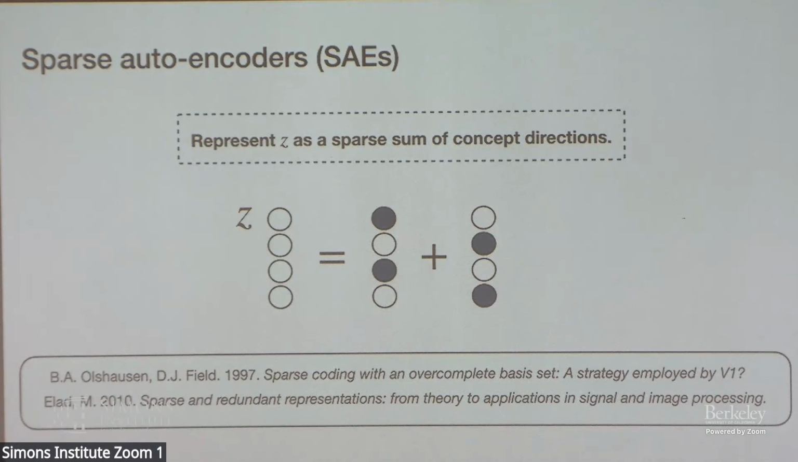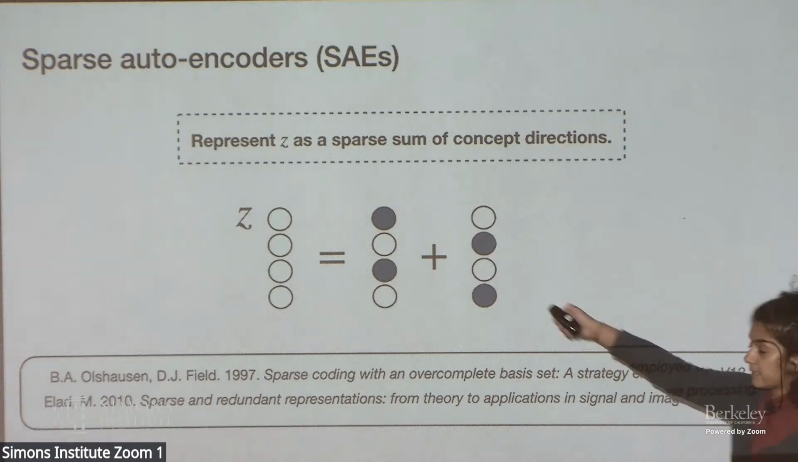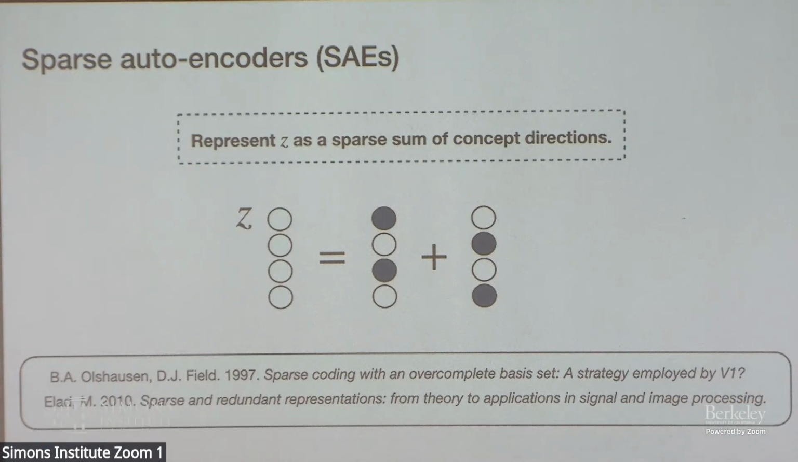We were borrowing ideas from compressive sensing, actually, this very old idea of dictionary learning, where the idea is to decompose a dense signal into a sparse sum of signals. I do mean that, because these directions themselves don't have to be sparse, but we would like to use just a sparse combination of them.